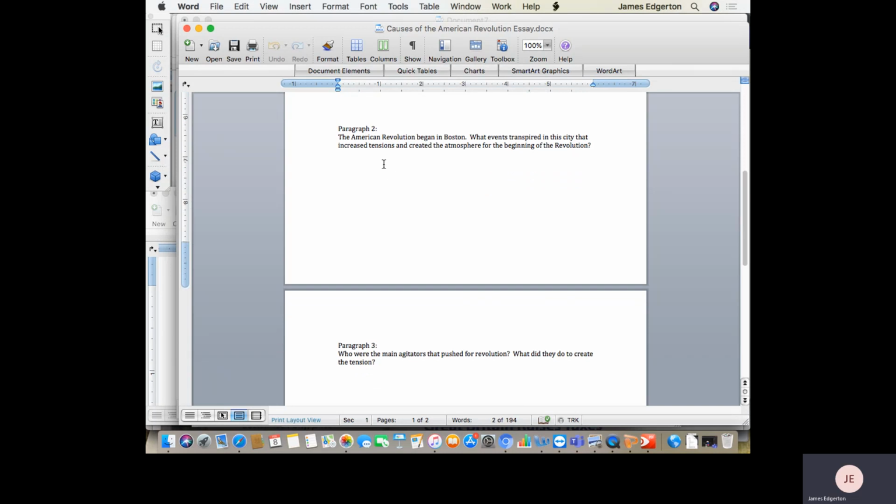And then paragraph two here, the revolution beginning in Boston. For that one, you focus on the Boston Massacre, March 5th, 1770, and what that meant. You can read about that in your PDF, on page 101.